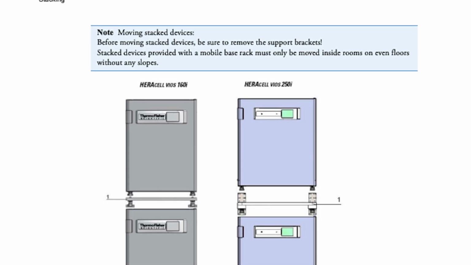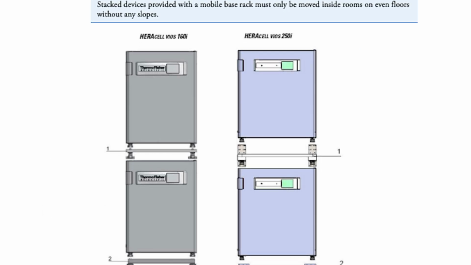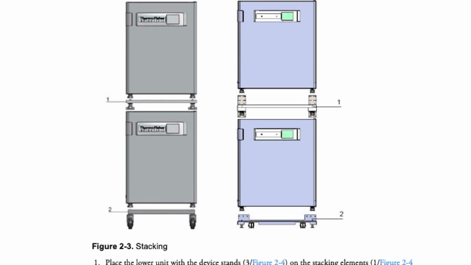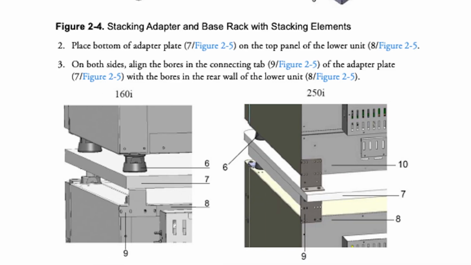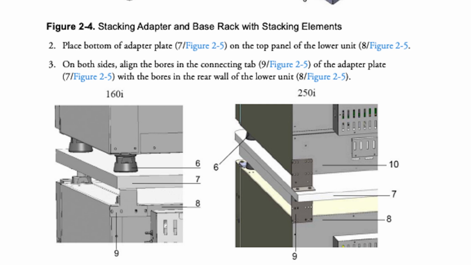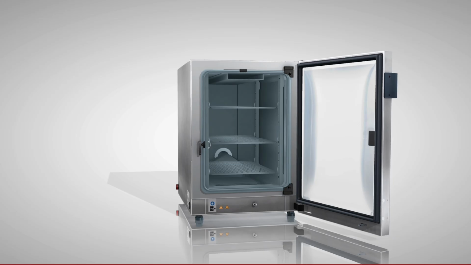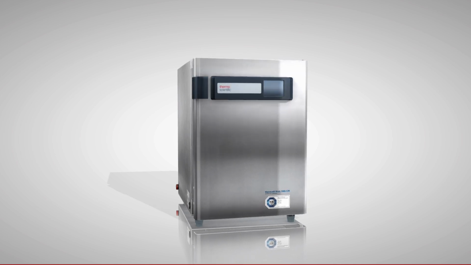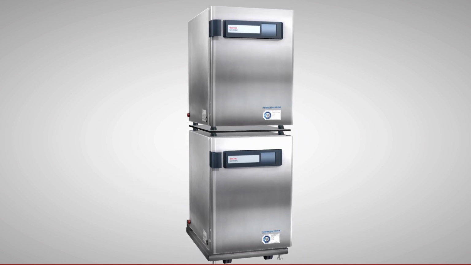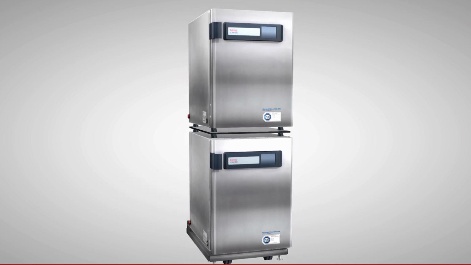When installing the stacking adapter and stacking the units, follow the assembly instructions delivered with the stacking adapter. Refer to page 4 of section 2 of the manual for moving and stacking recommendations. Place the device to be stacked with the device stands on the stacking elements at the top of the adapter plate. Your setup is now complete.